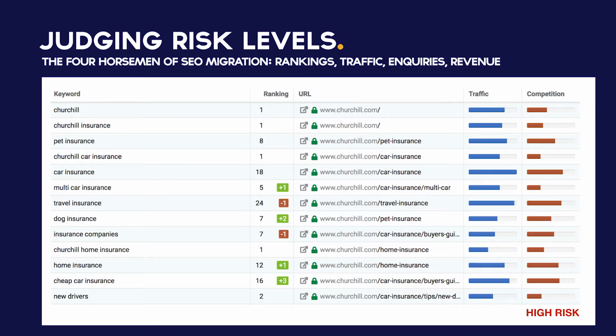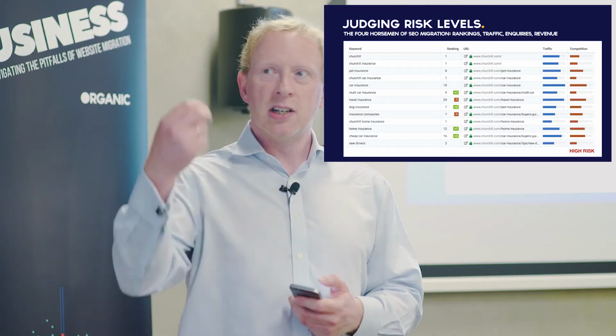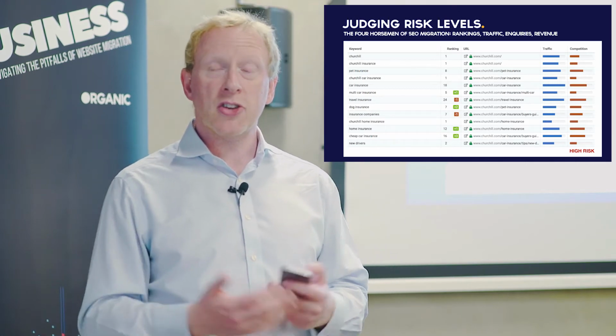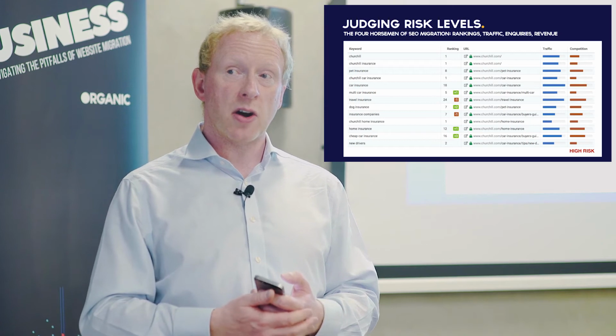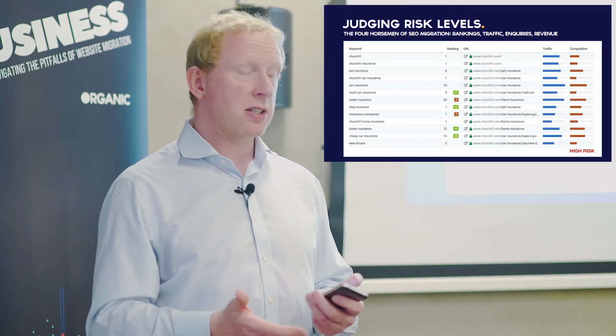So the next 3 slides are going to be talking about judging risk within a migration. And really the rest of the deck is going to be talking about how you go into more and more granular detail about that. So we've used an example of Churchill here. This is actually quite a strong story, because as you can see, Churchill are ranking highly, certainly on their brand terms and brand plus, but they're also ranking relatively highly on a lot of generic insurance-related terms.